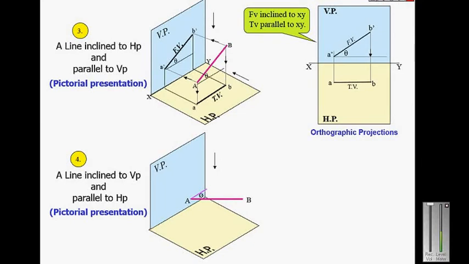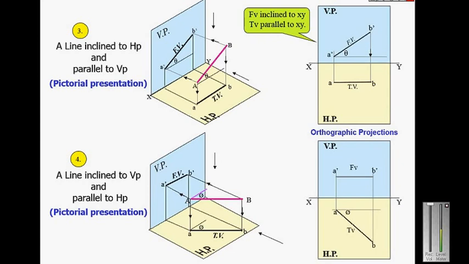Here the line is parallel to HP and inclined to VP. If the line is parallel to HP, you know that you will get the true length in the top view. This is the true length in the top view, and in the front view you will get the apparent length, A dash B dash. So the front view will be the apparent length and the top view will be the true length, and this is the orthographic projection of the line which is inclined to the VP and parallel to HP.